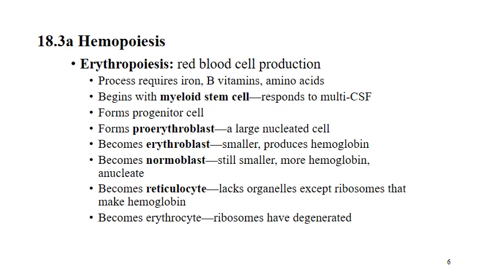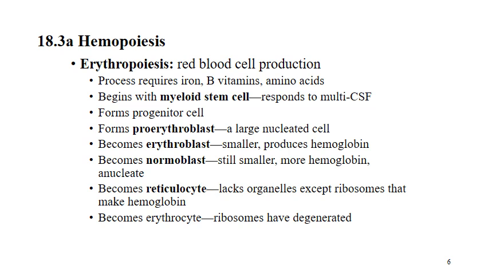So talking about erythropoiesis, this is just red blood cell production. Actually producing red blood cells requires a couple different things, specifically iron, B vitamins, and amino acids. So if you ever hear of vegetarians lacking B vitamins, and they may have a lower red blood cell count, that's why.